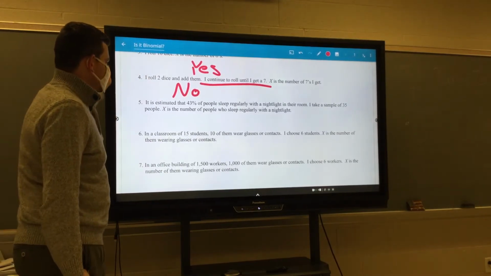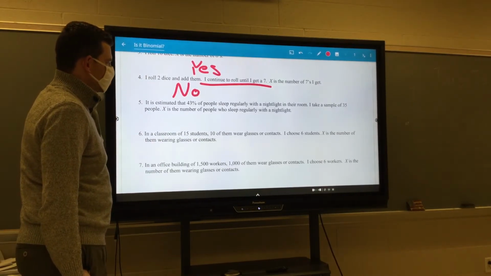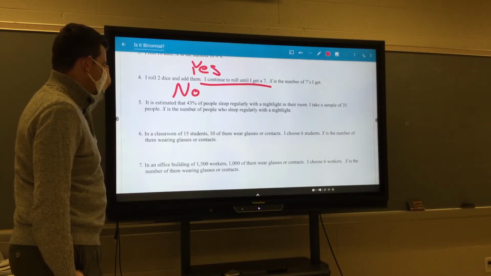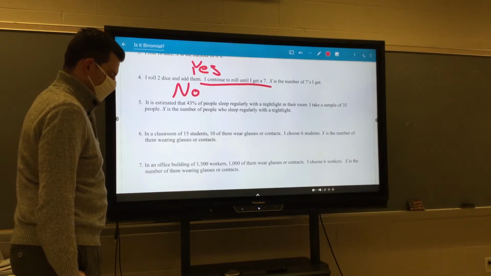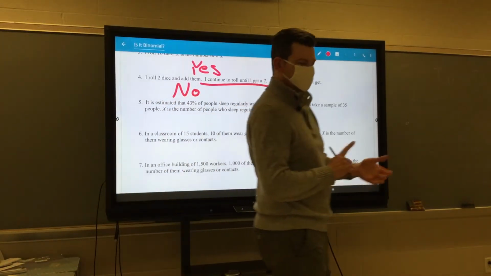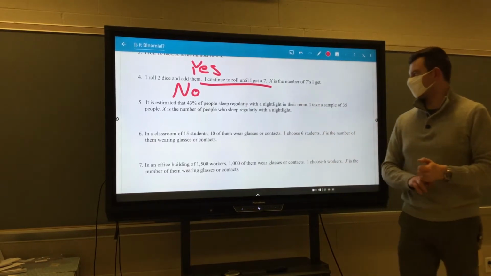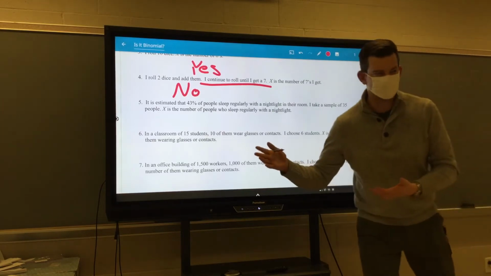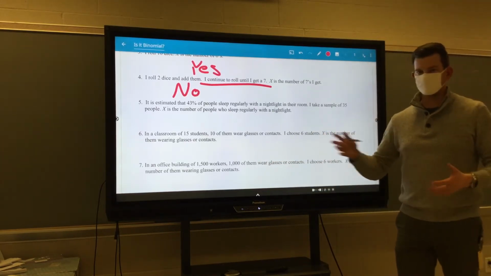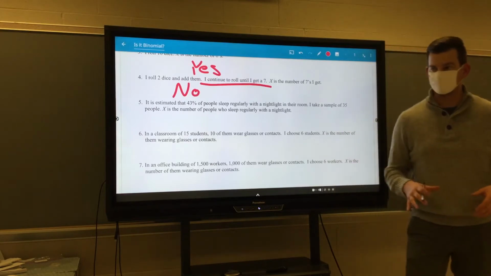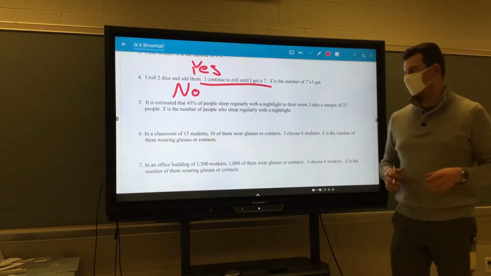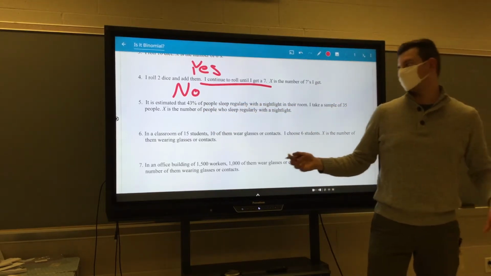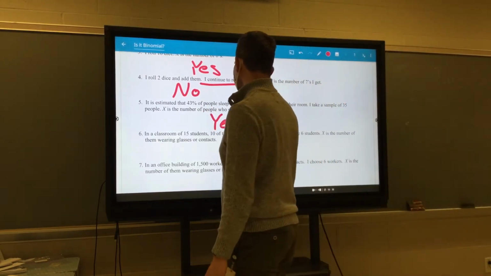Number 5, it is estimated that 43% of people sleep regularly with a nightlight in their room. I take a sample of 35 people. X is the number of people who sleep regularly with a nightlight. Okay? Success or failure, nightlight or no. 35 people, so fixed number of observations. Independence seems logical here, right? Especially if this is a random sample that's obtained. And it shouldn't impact others. And then that probability, this is a population proportion. So, yes, we could use a binomial to model this scenario.